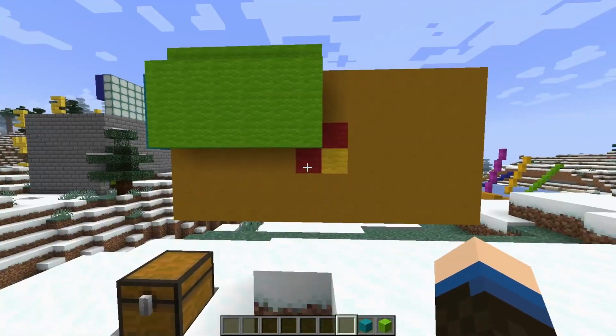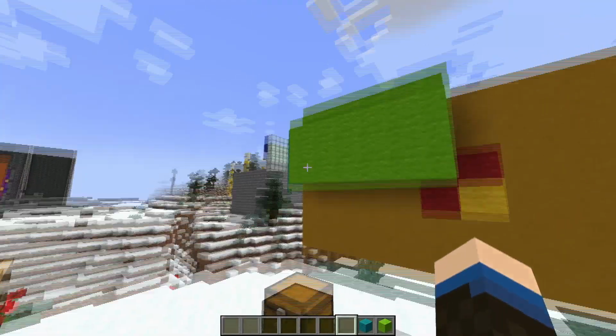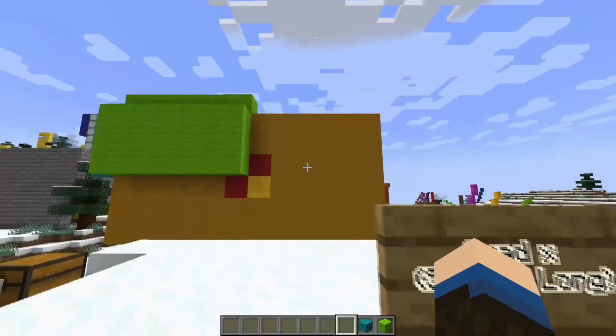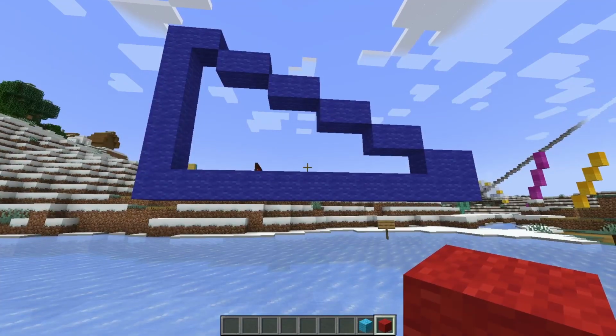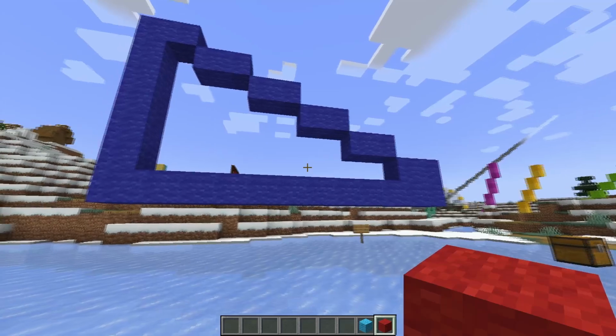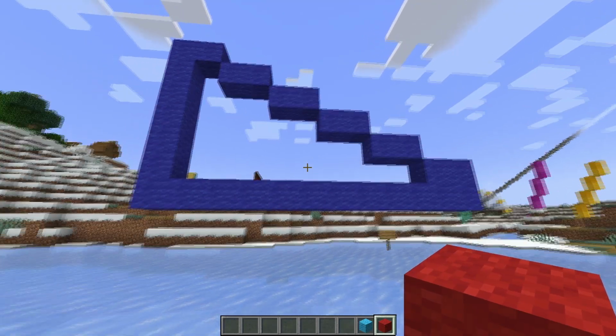And what's the area of an ellipse? Well, if we multiply them together, we get this box, and we need 4 of those. So it's quad times short times long. Can you tell me what this shape is? If you said triangle, well done, it's a triangle.